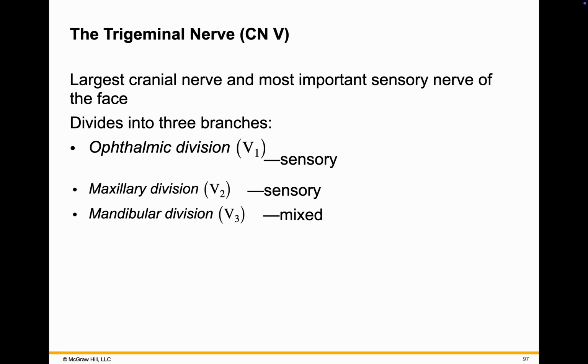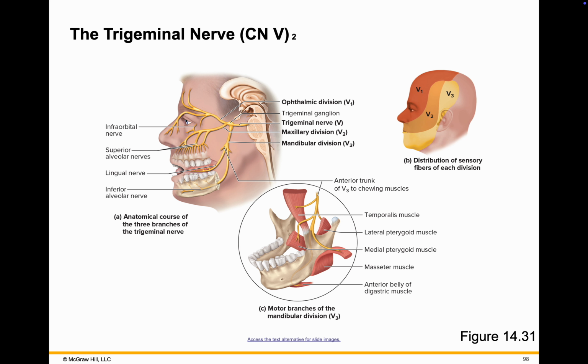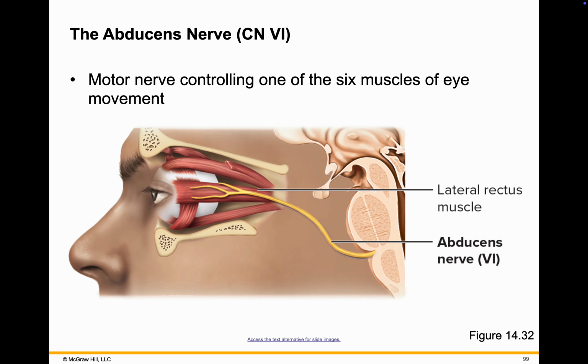The trigeminal nerve is the largest cranial nerve and the most important sensory nerve of the face. It's divided into 3 branches. 5.1 is the ophthalmic, 5.2 is the maxillary division, and 5.3 is the mandibular division. 2 sensory and 1 mixed. The abducens, number 6, is a motor nerve controlling 1 of the 6 muscles of eye movement.